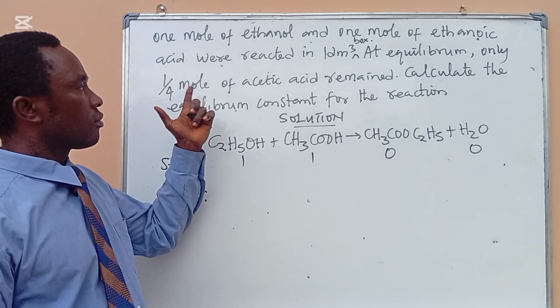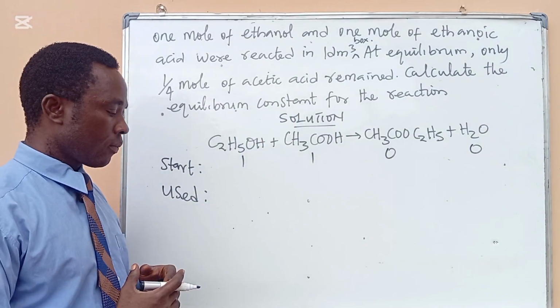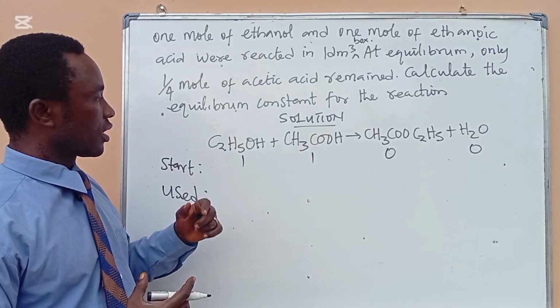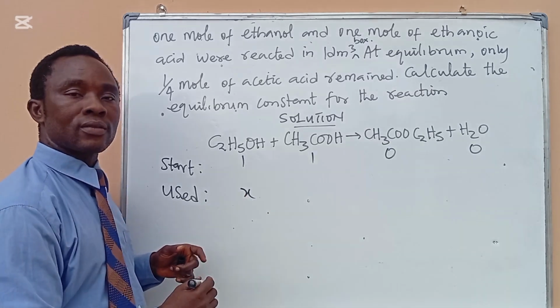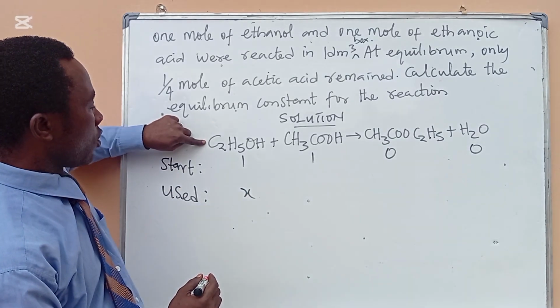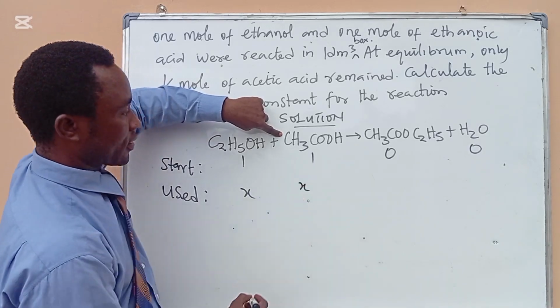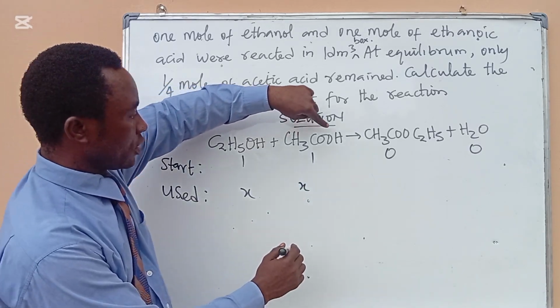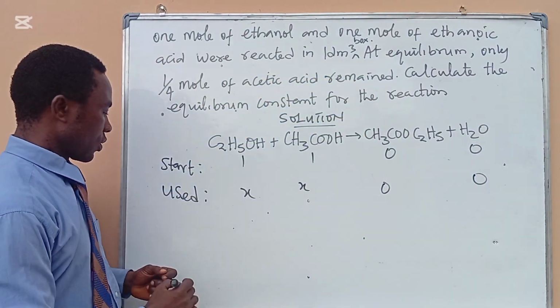If the amount used is not given to us, we can take the amount used for ethanol to be x. That is 1 mole, so we take x. That means 1 mole of this, we also take x used. No product is used, so take it to be 0.